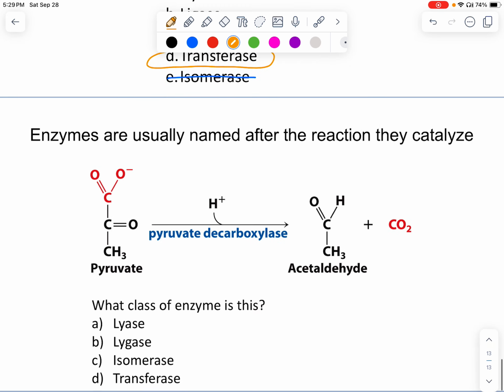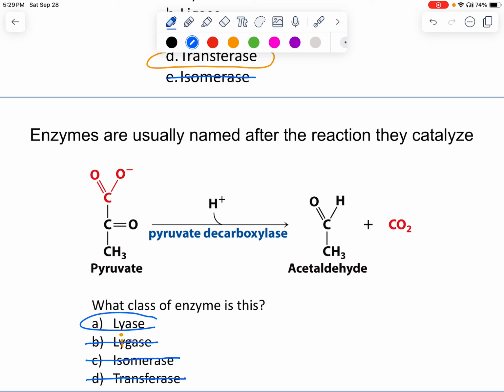All right, let's try another one. We want to know what class of enzyme this one is. So take a minute, look at it. When I look at this, and this should be an I there, by the way, I'm going to say, well, I'm not transferring anything, so done. I'm not just rearranging, so done. I know that the ligase is the ATP, giving off energy, so that's not it.